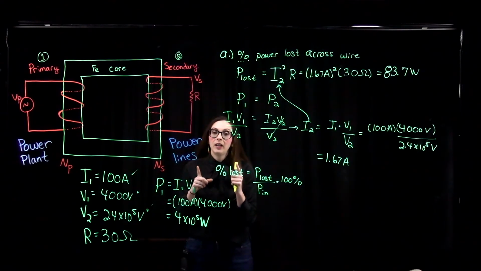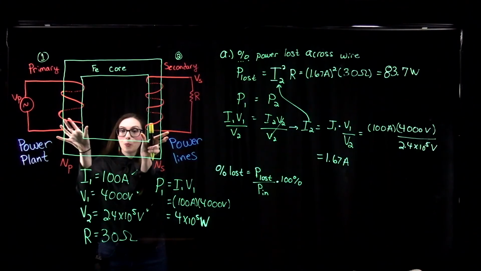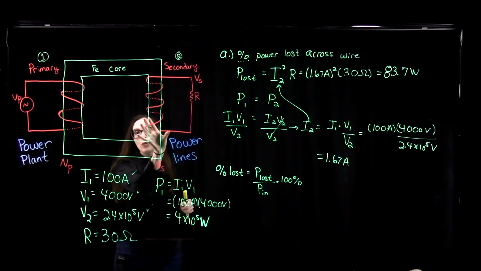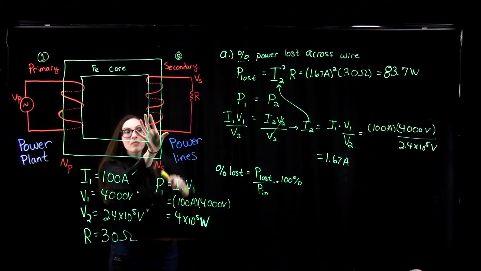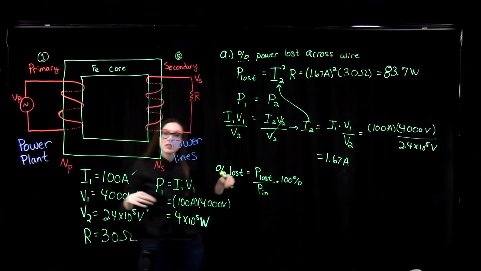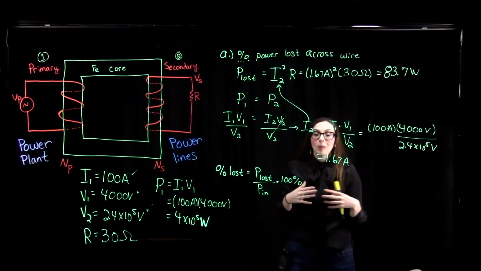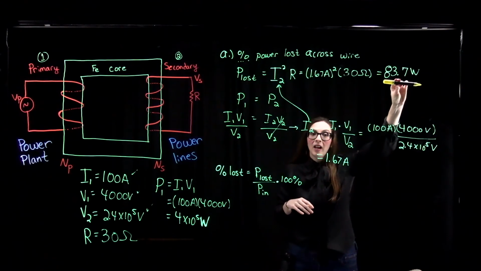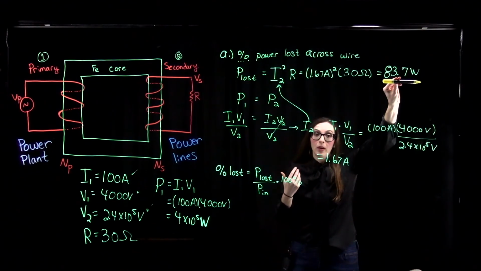Now here's the important thing to keep in mind. The input power equals the output power. So P1 here, of 4 times 10 to the 5 watts, equals the power output over here, 4 times 10 to the 5 watts. But this current is traveling across this wire with some resistance. So that wire is going to dissipate some of this power here. And this is the power that gets lost as that current is traveling across the wire, okay?